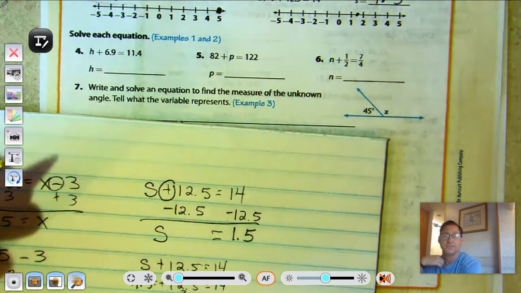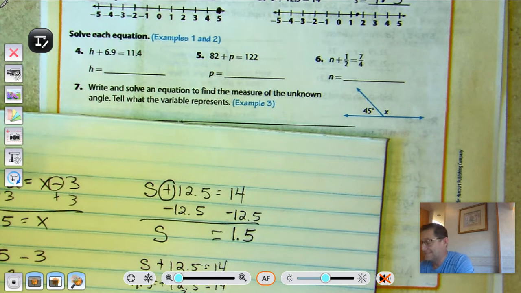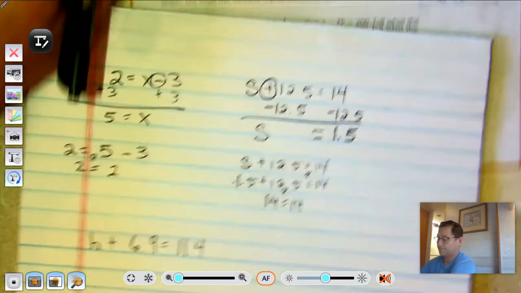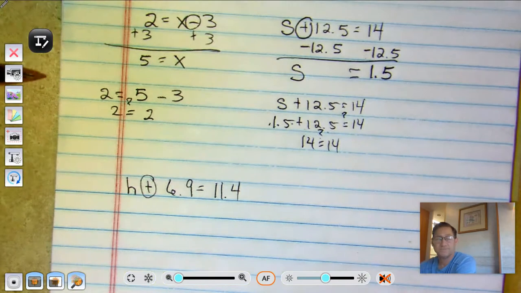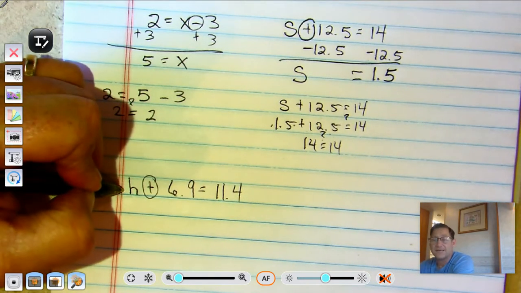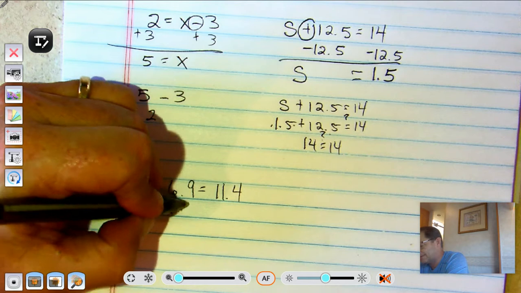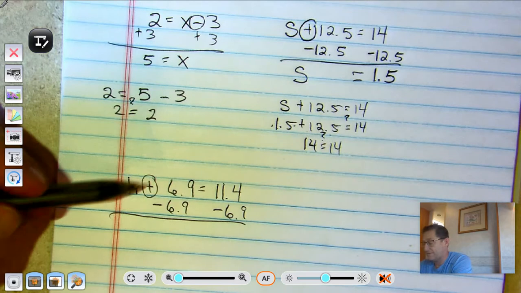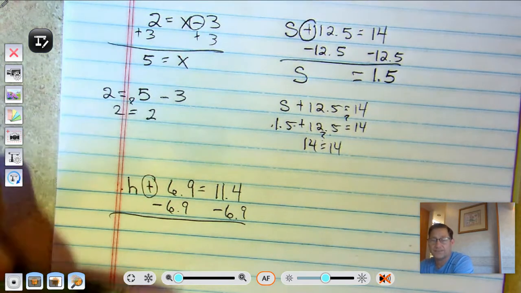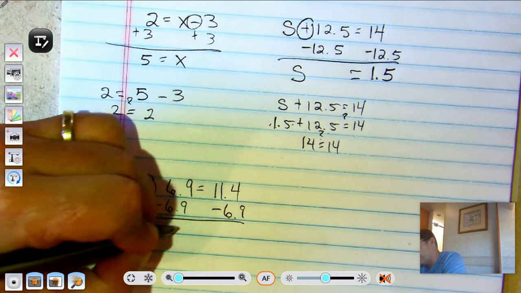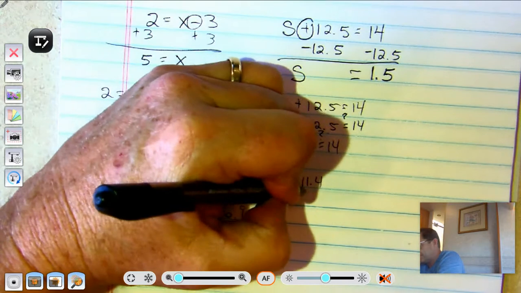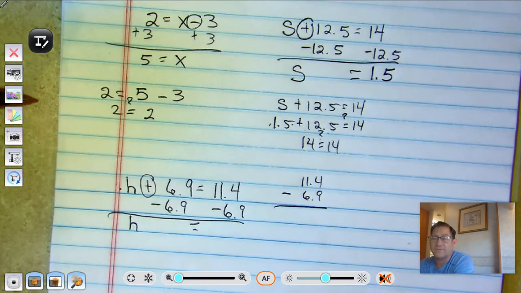All right, solve each equation. H plus 6 and 9/10 equals 11 and 4/10. Okay, so we have addition. So to get the H isolated or by itself, we're going to subtract that 6 and 9/10 from both sides. 6 and 9/10 take away 6 and 9/10 is 0. So I'm left with H on the left-hand side. And now I have to take 6.9 from 11 and 4/10.